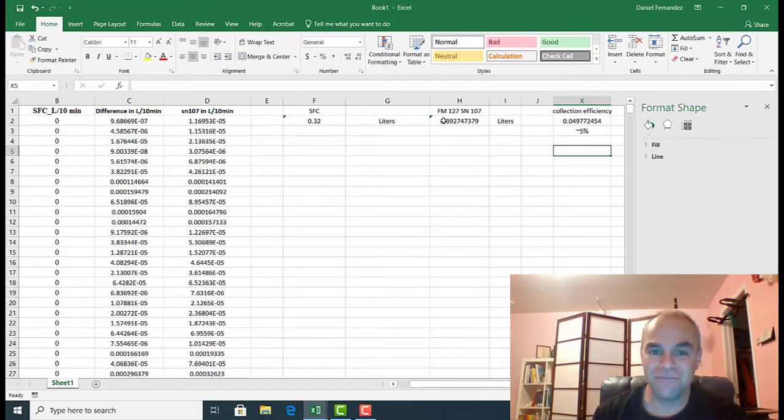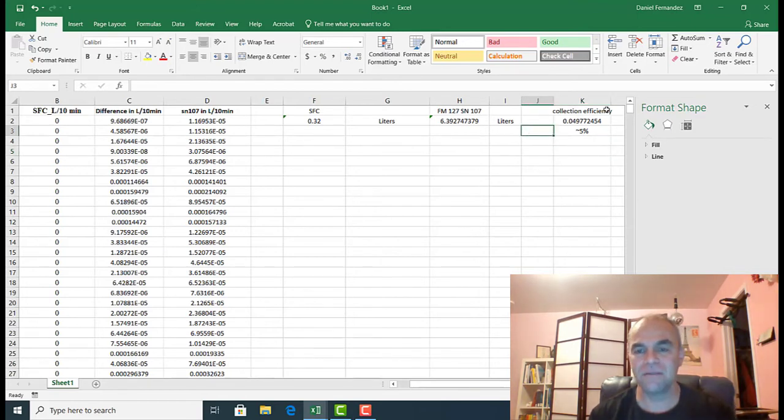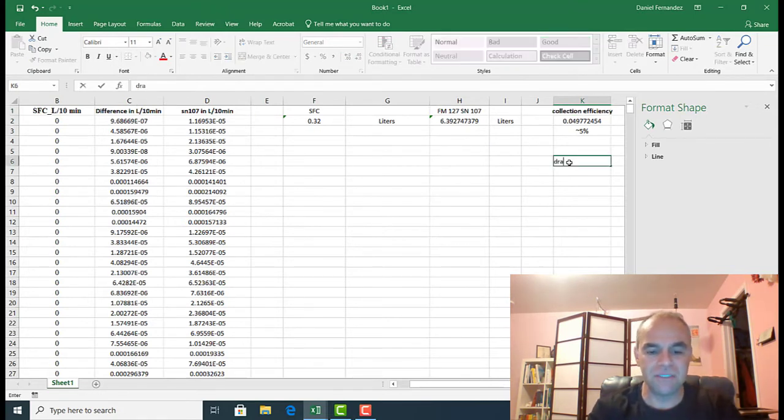Let's look at the other efficiency that I mentioned in the graph. So this here is called the collection efficiency, which is labeled right here. I'll make that bold, that's important. The other one that I'm interested in is called the drainage efficiency.